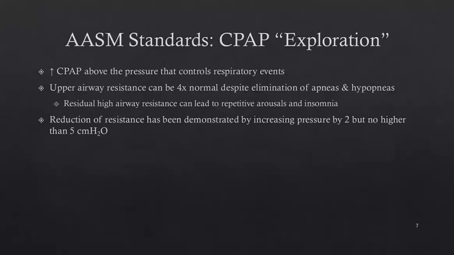So for instance, say you're doing a titration, you felt the patient did best at a CPAP of 10, well, you can show a range by slowly going from 10 to 11 to 12, even up to 13 and 14, but don't go any higher than 5 above what you felt optimal pressure was.